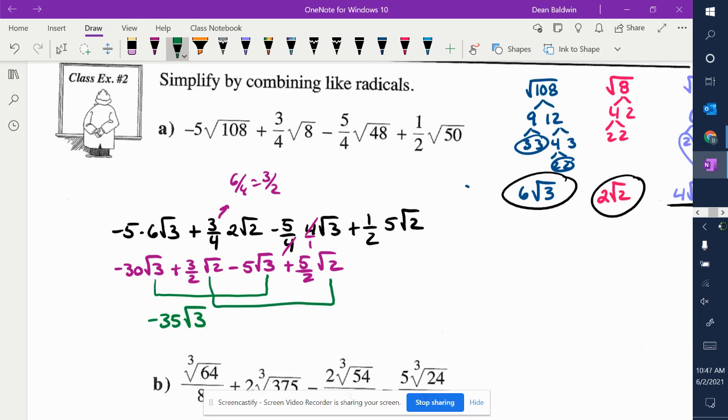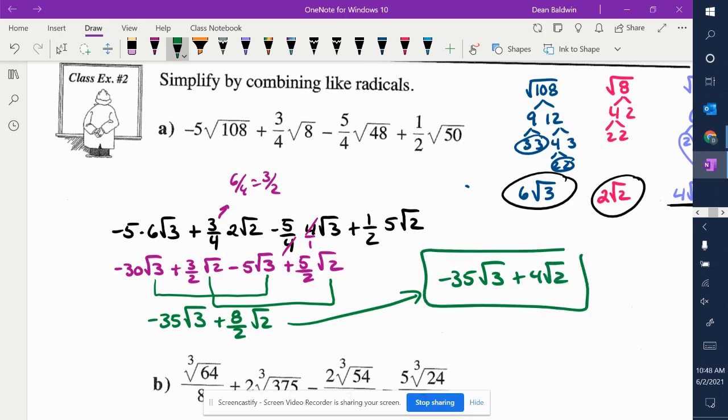If you're adding fractions, you need a common denominator. Do we have a common denominator? We do, so we just add the numerators. 3 plus 5 is? So I get 8 over 2 root 2. What's 8 over 2? And that is your answer.